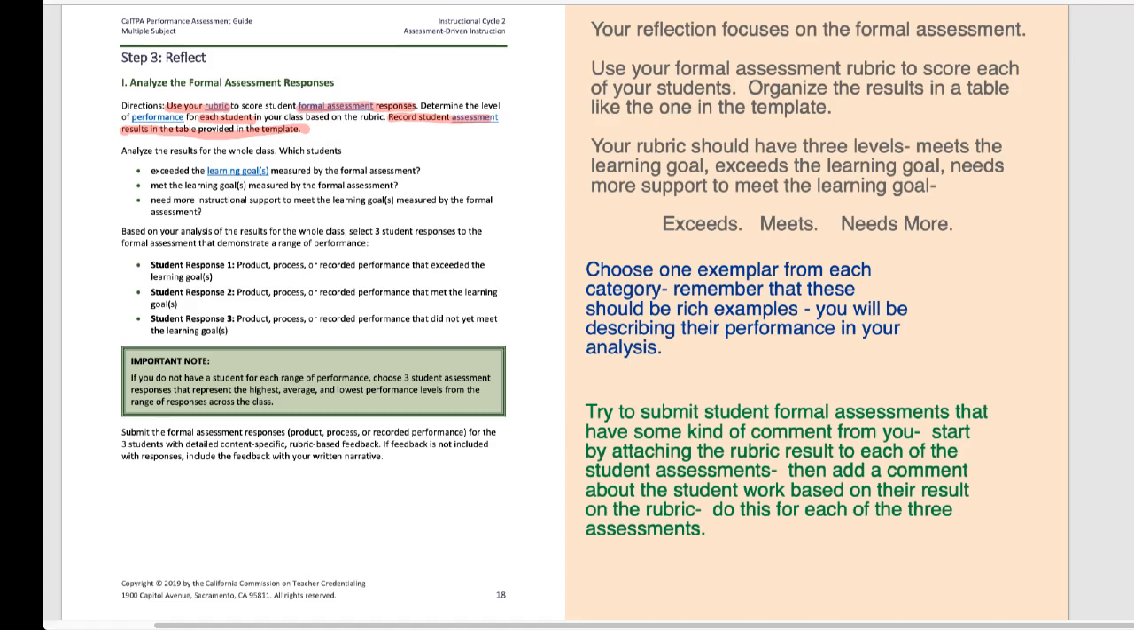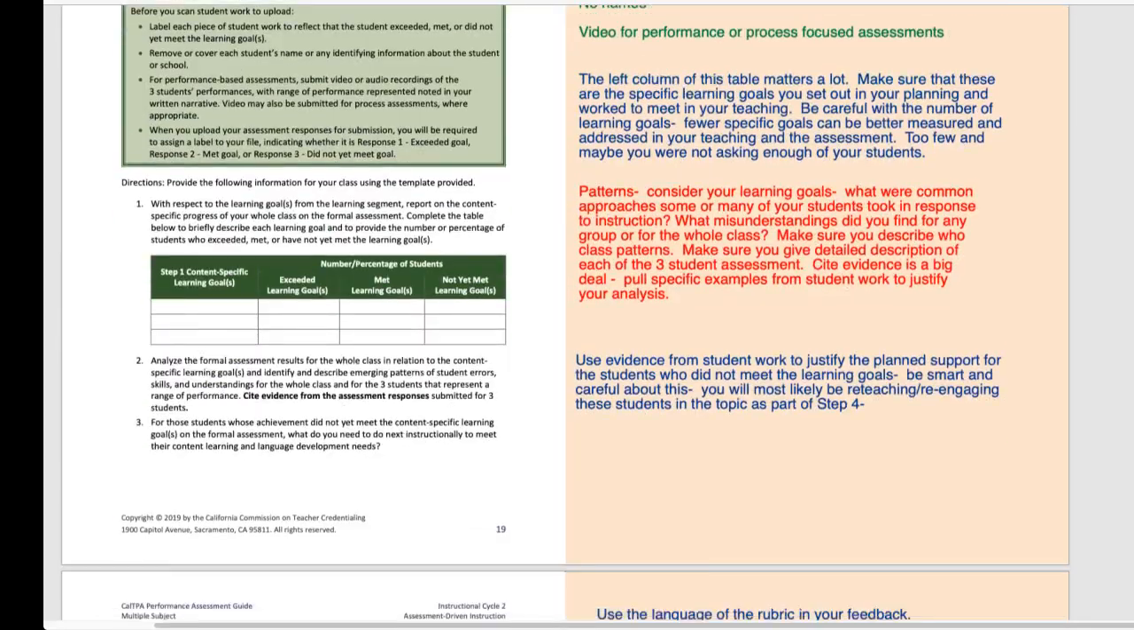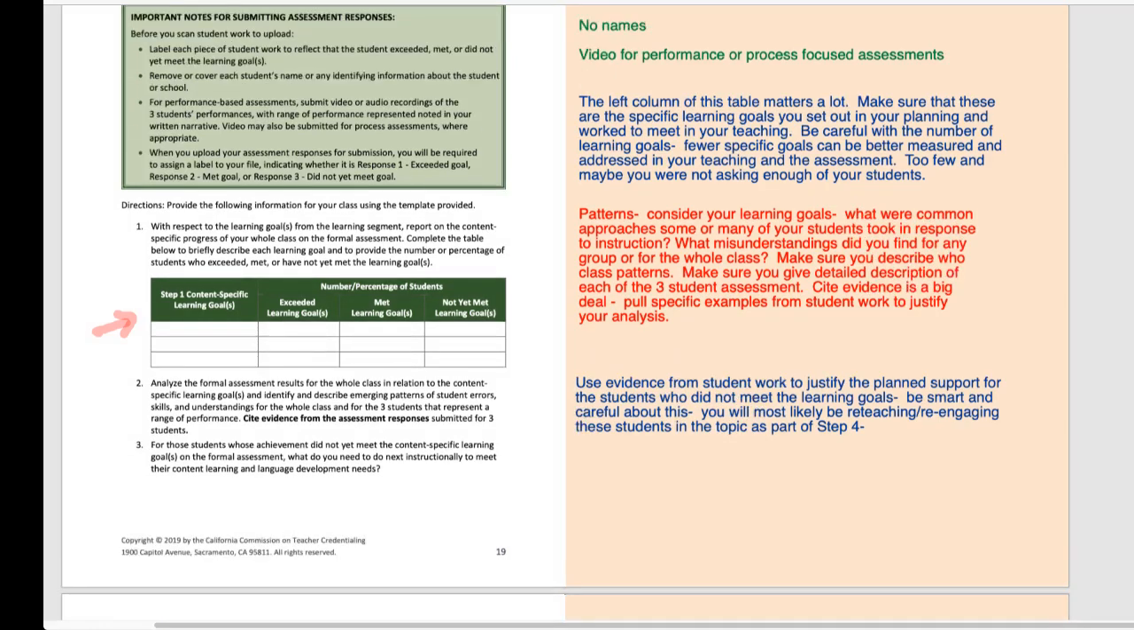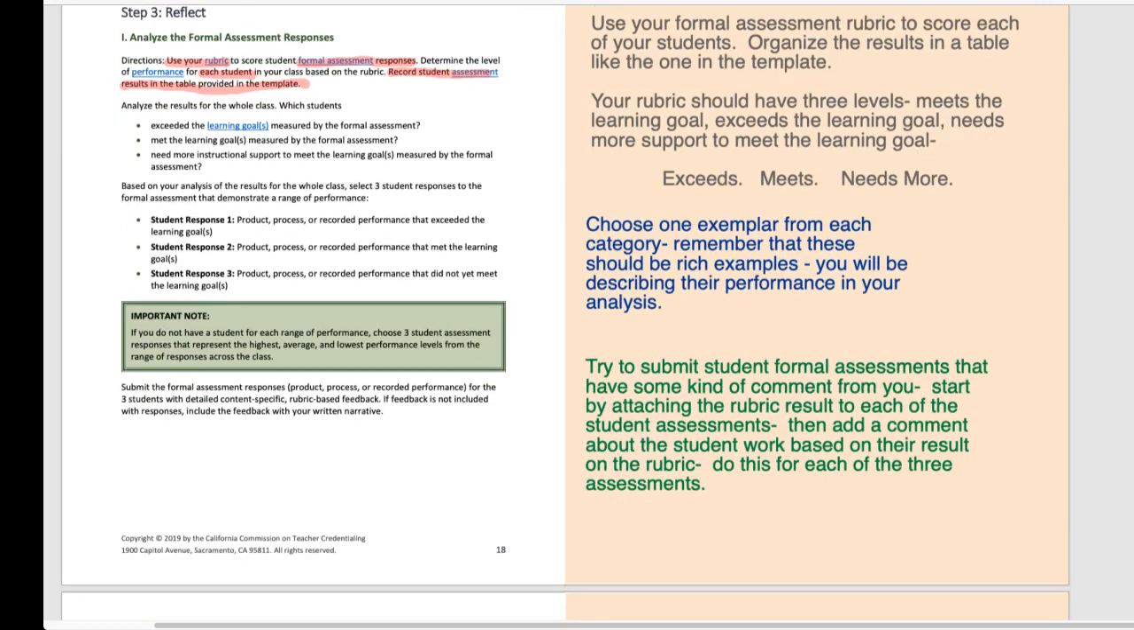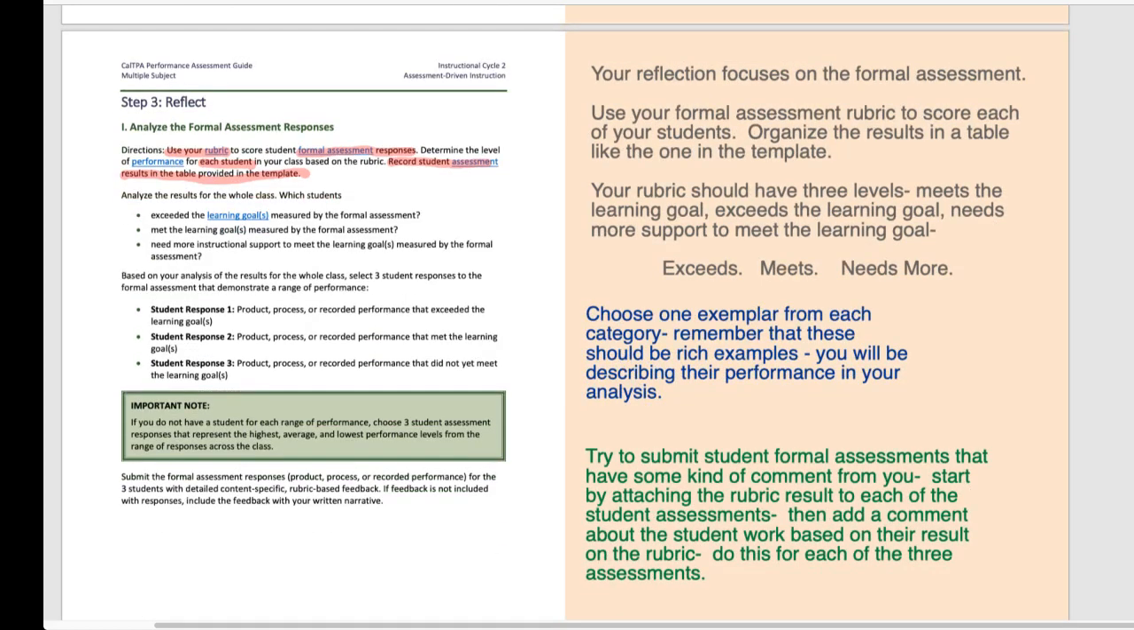About the template, when they say the template, what you need to be thinking about is this box here. So you're going to be making some kind of organization like that. I suggest you do it for yourself first in some kind of table so you can see the kids' results in general, and then you can start analyzing it for yourself before you start setting things out in the template. Okay, so let's take a look at this again.